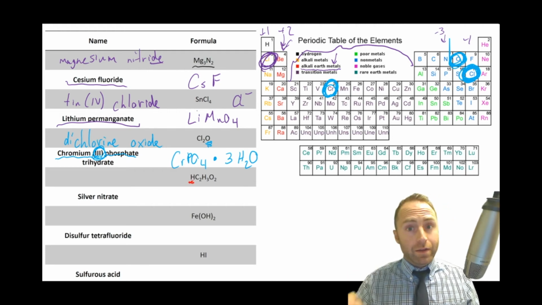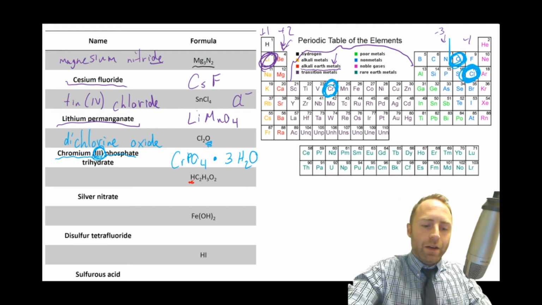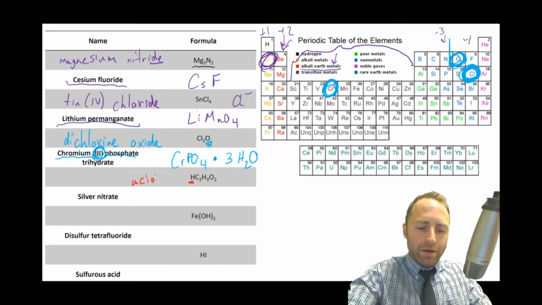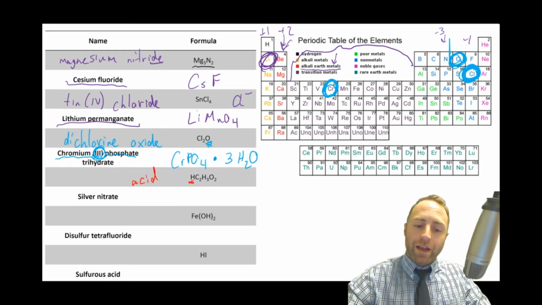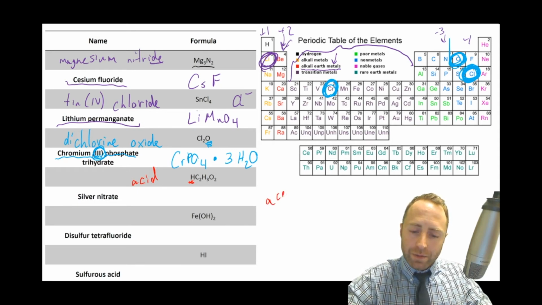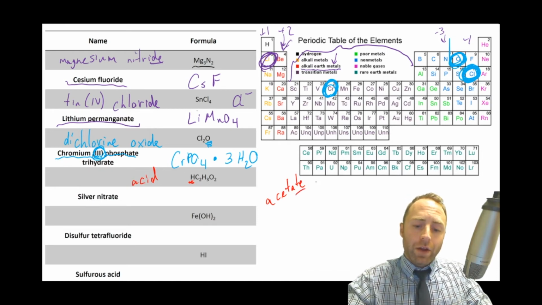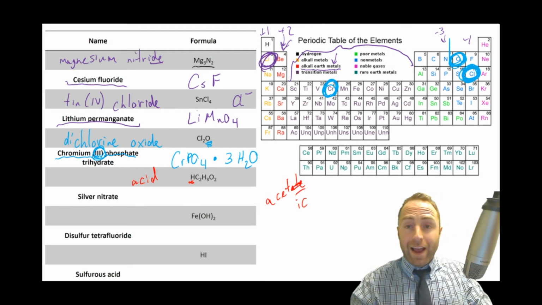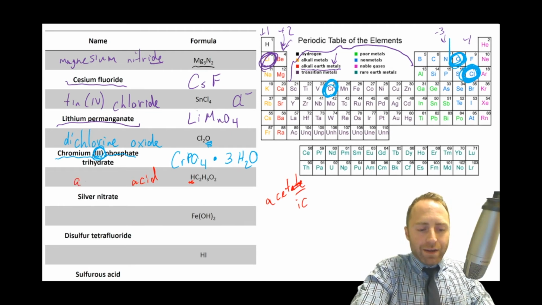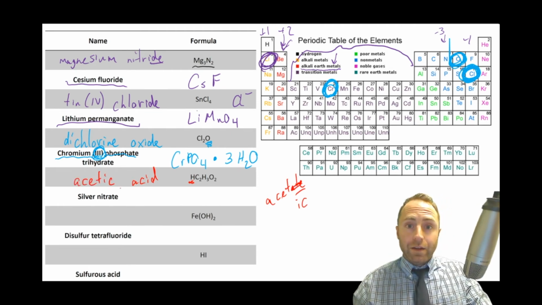It starts with an H. That's your key sign that this is going to be an acid. So let's write out that acid. Now that's C2H3O2. What's that going to be? That's our acetate, one of our polyatomics. If it ends in ATE, you're supposed to immediately think of ic. The ending becomes ic. So this is no longer acetate. It's going to be acetic acid.